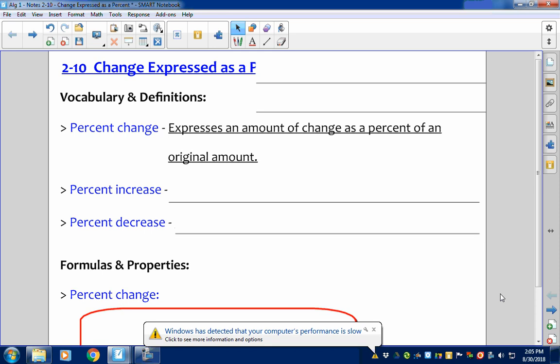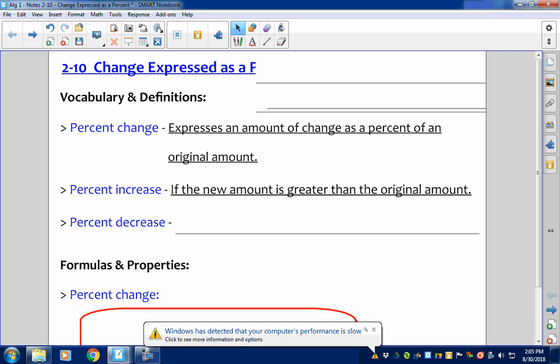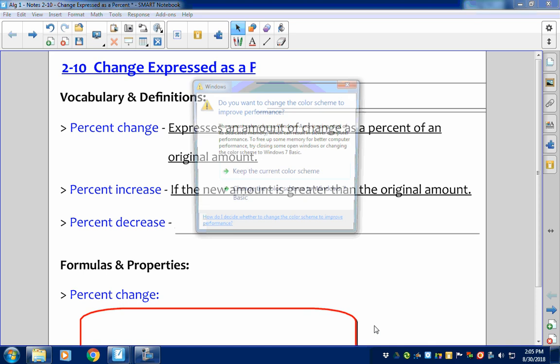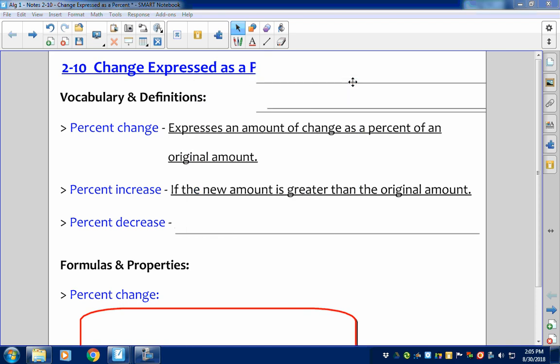So there's lots of places where you talk about increases and decreases. For us as schools, if you look at our test scores, they always print what your increase or decrease was from the year before. Also in the financial world, we do that. So percent increase is when the new amount is greater than the original amount. On some of the problems, they're going to ask you to say whether this is an increase or decrease. You can usually tell from the context of the problem.